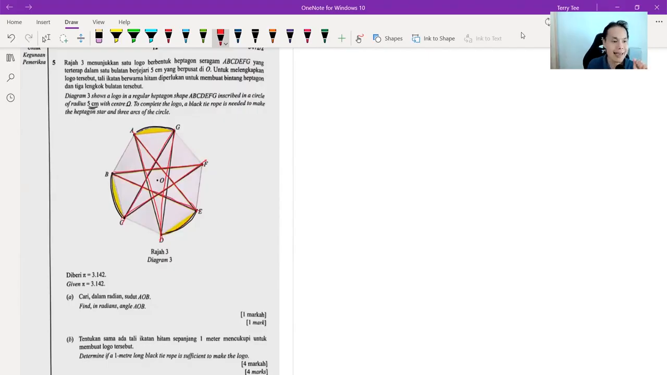First thing is we need to find angle AOB. Angle AOB is this. Let's recap. In Form 2, you learned this before. If I want to draw a regular pentagon, I take 360 divided by 5, which is 72. So I divide evenly at the center. Sorry, my diagram is not that accurate. This is 72 each. Join this together and you get a regular pentagon.